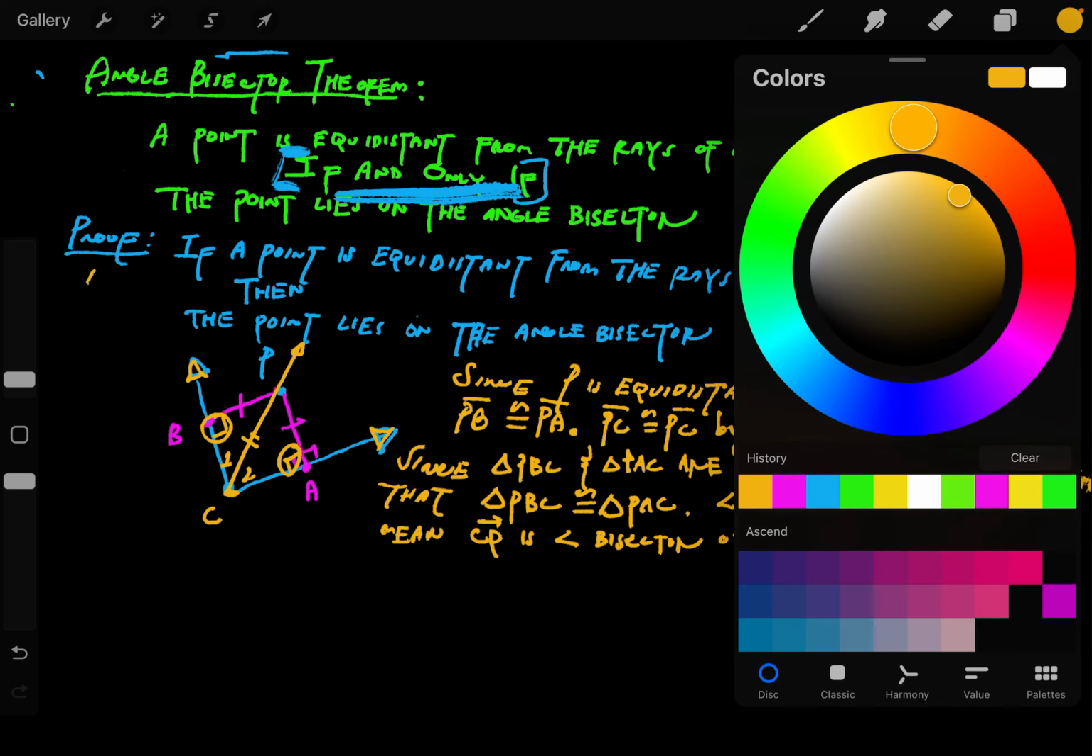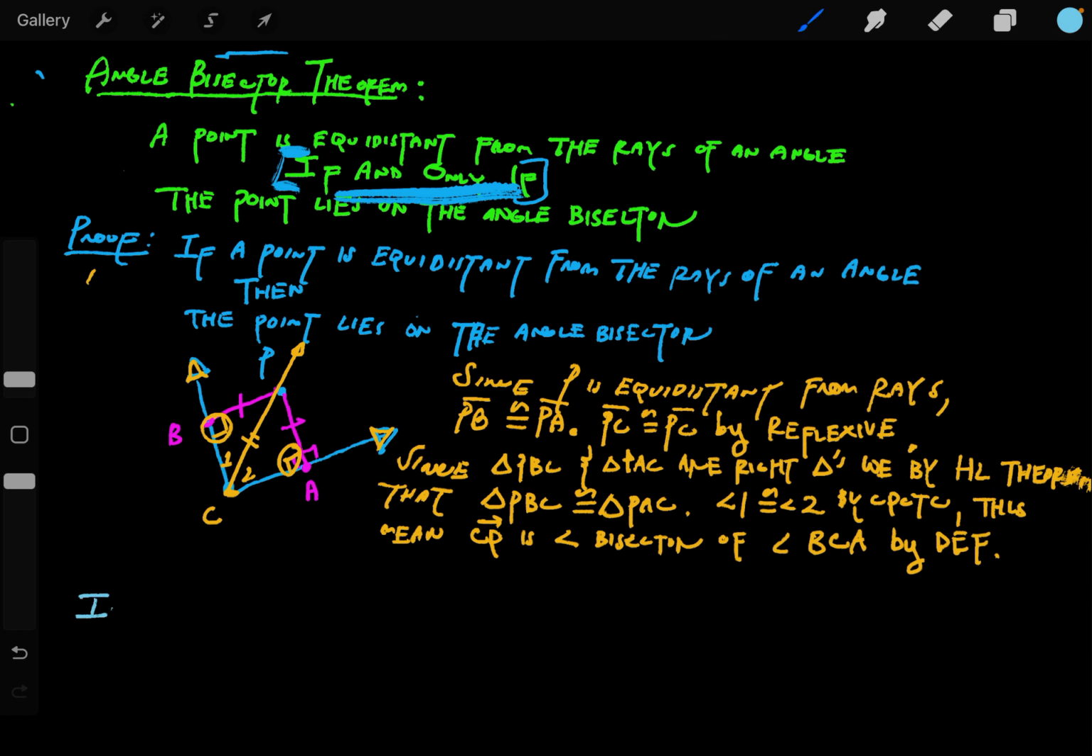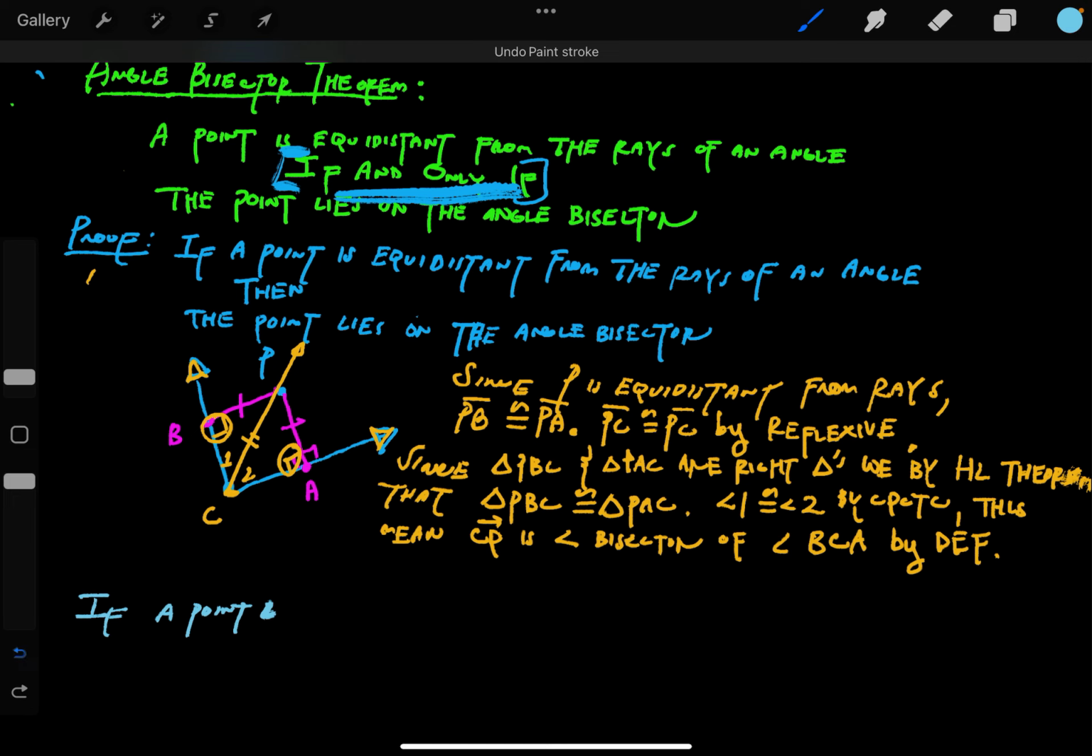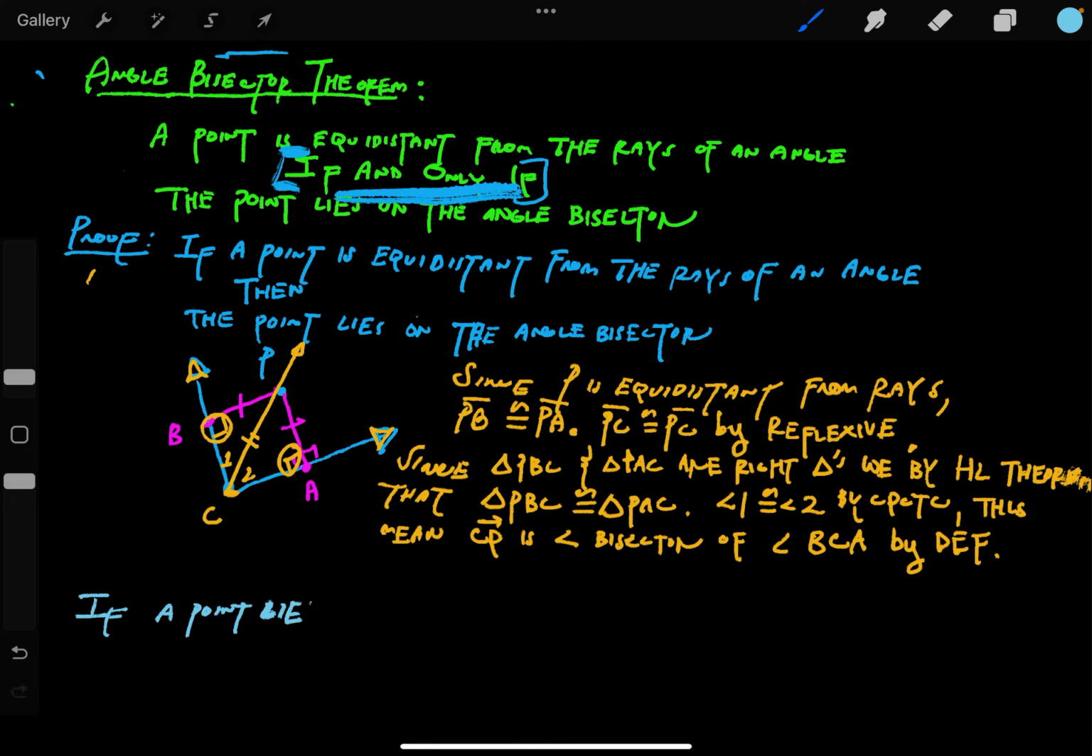So the other direction says that if a point lies on the angle bisector, then the point is equidistant from the rays of the angle.